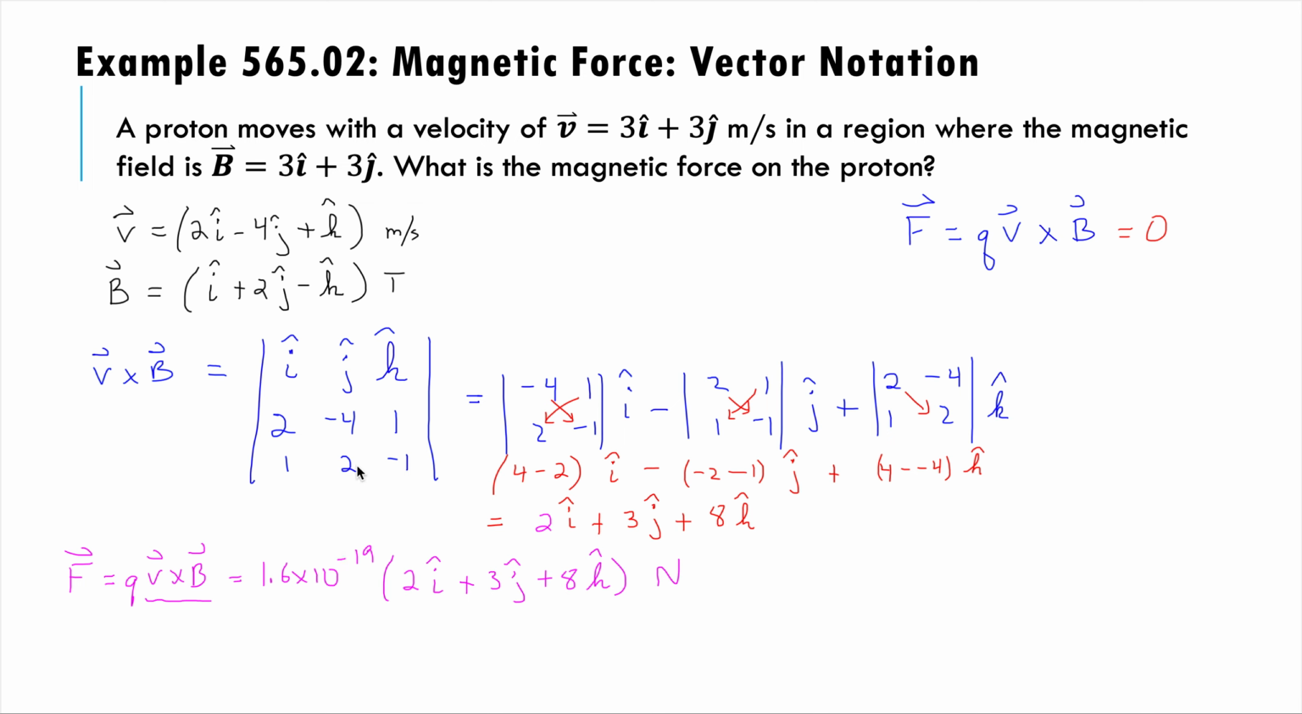Now, if the problem wanted to know the magnitude of the force, you could do that as well. What you would do is multiply the charge here by the magnitude of the vector, and to find the magnitude of the vector, it's going to be the square root of 2 squared plus 3 squared plus 8 squared. You just square each of the components here. And you plug all of this in the calculator. We're going to get 1.4 times 10 to the negative 18 newtons.